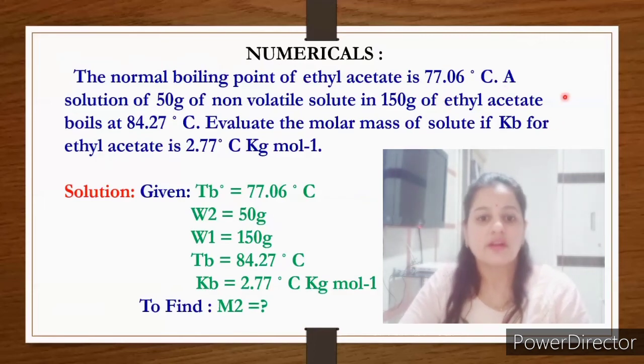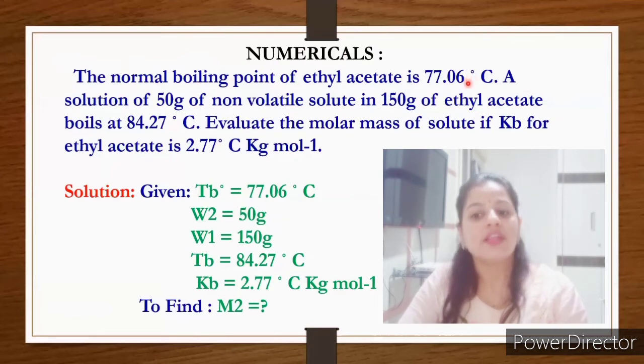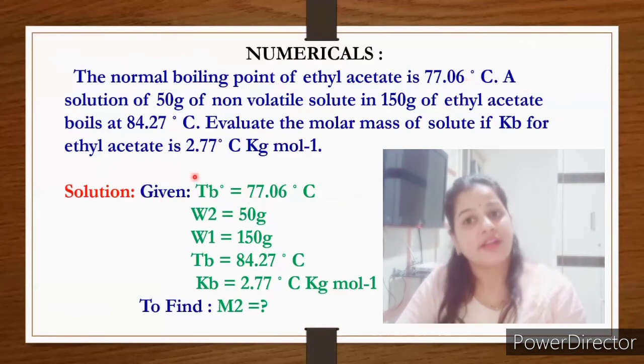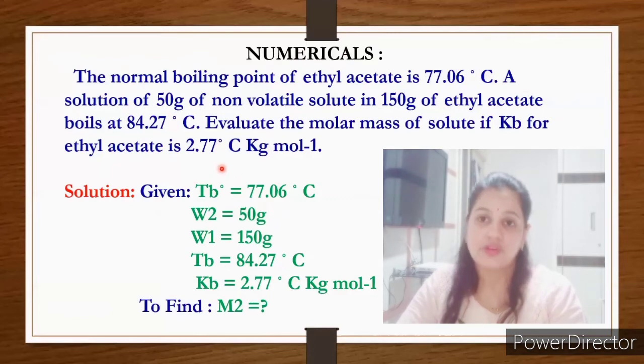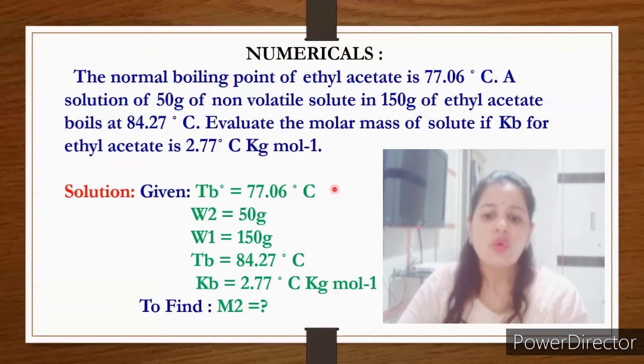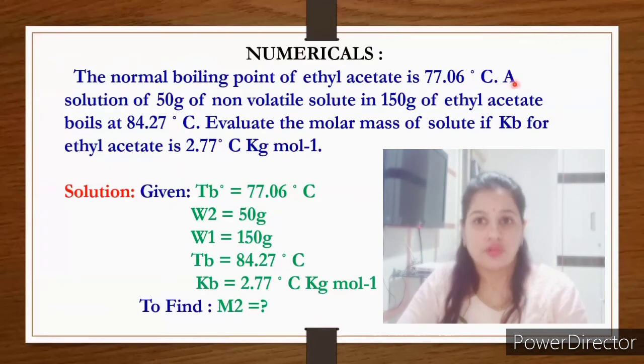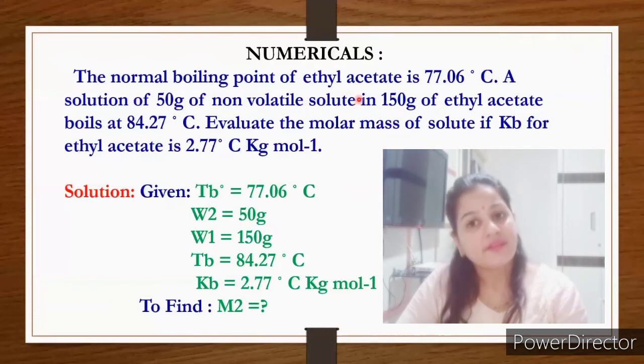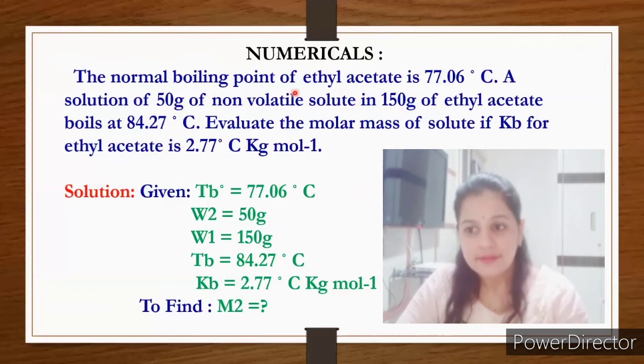So again we'll start reading. The normal boiling point of ethyl acetate means it is the solvent. We have understood that ethyl acetate is a solvent in which we are adding 50 gram of non-volatile solute. So this ethyl acetate boils at 77.06 degrees Celsius. So this is nothing but the value of Tb naught, for the pure solvent. So Tb naught is 77.06 degrees Celsius.